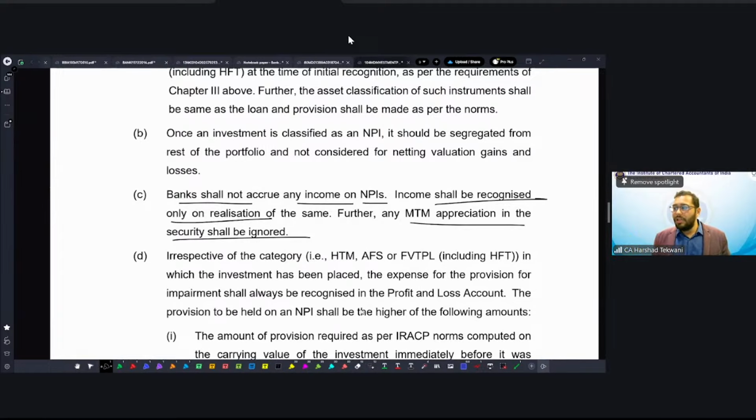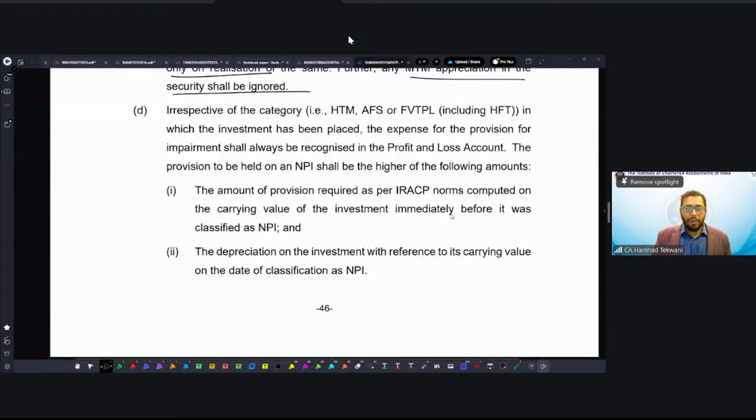Plus, there is a provisioning requirement. You are required to create the provision on these investments. The way we have seen in case of a non-performing asset, similarly, you need to impair the investment by creating the provisions, which is recognized in the profit and loss account. Again, the provision requirement is based on the category that we have seen: substandard, doubtful, and loss asset. Similarly, substandard, doubtful, and loss investment.